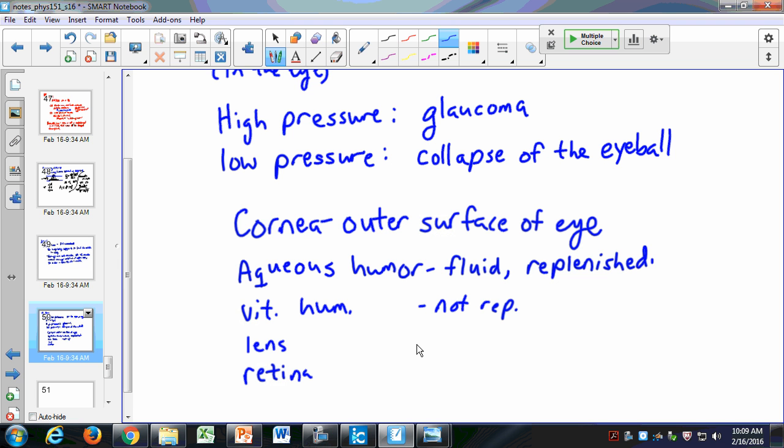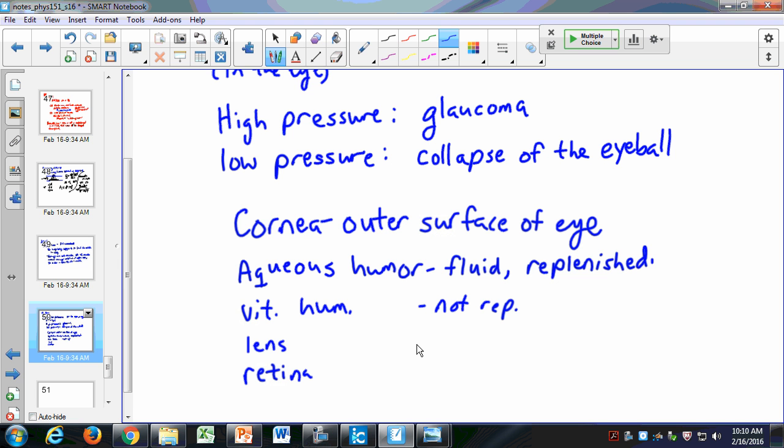If we want to measure the pressure in the eye, right? So that aqueous humor can either have high pressure or low pressure. High pressure if it's not allowed to discharge, or you're replenishing it too quickly, or low pressure if it discharges too much, or it's not replenished. So you need to be able to measure the pressure in that.